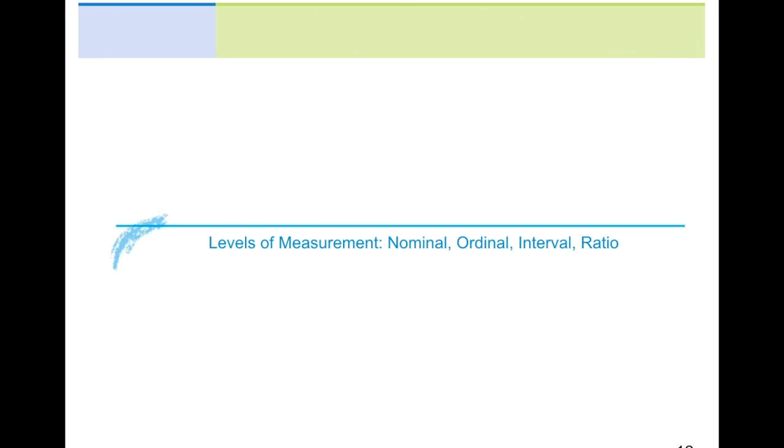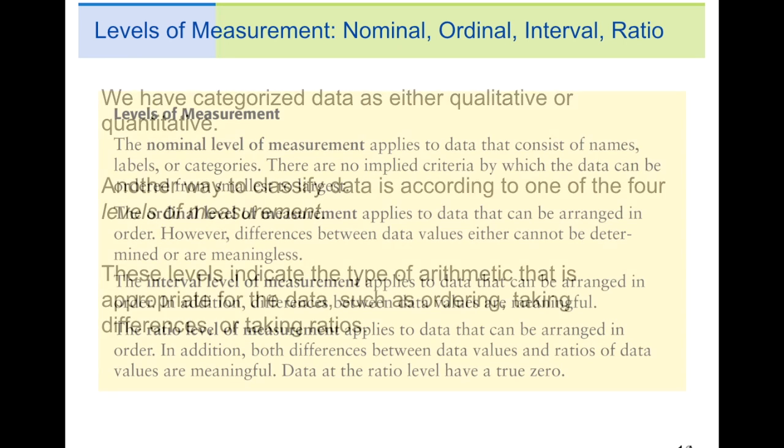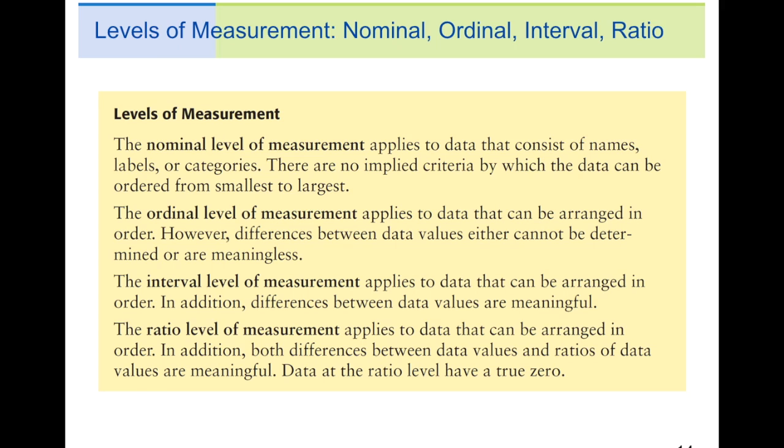Levels of measurement: nominal, ordinal, interval, ratio. So we have categorized data as either qualitative or quantitative. But another way to classify data is according to one of the 4 levels of measurement: nominal, ordinal, interval, and ratio. These levels indicate the type of arithmetic that is appropriate for the data, such as ordering, taking differences, or taking ratios. So here are the 4 levels.